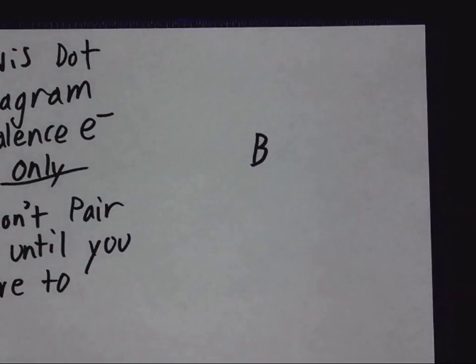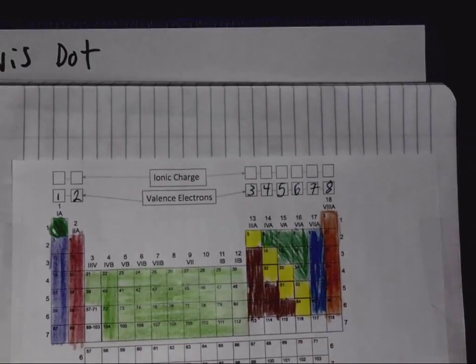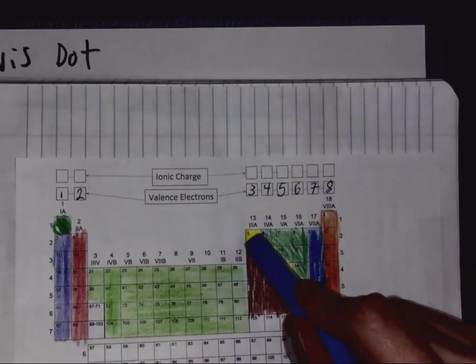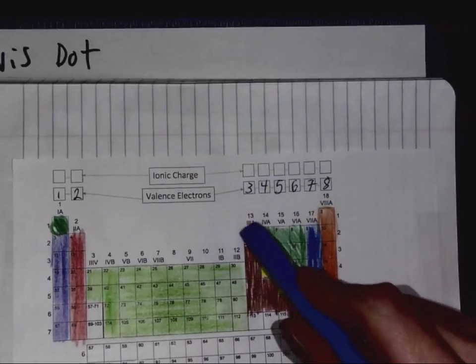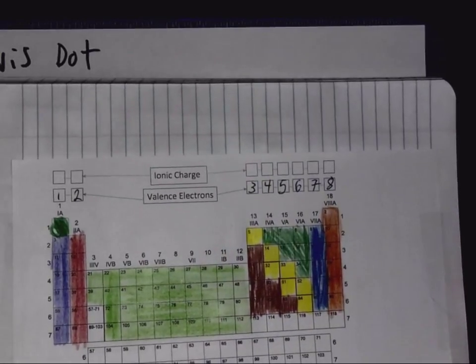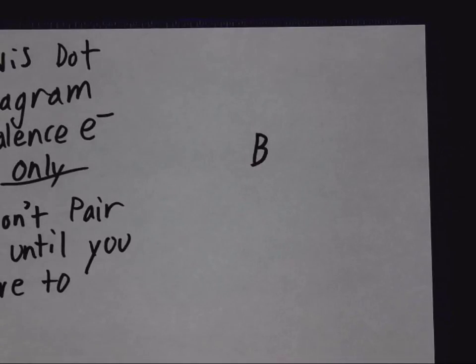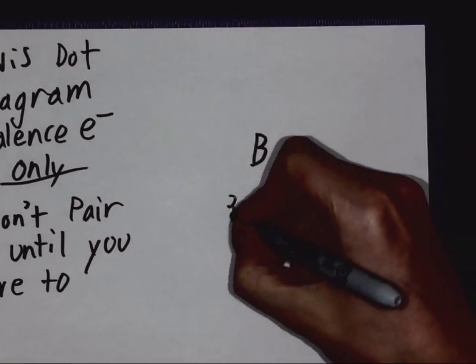So we start by just putting the element symbol in there, and then we want to place only the valence electrons. Boron is number 5 on our periodic table. And boron is right there. It is in group 3A. So boron has 3 valence electrons.